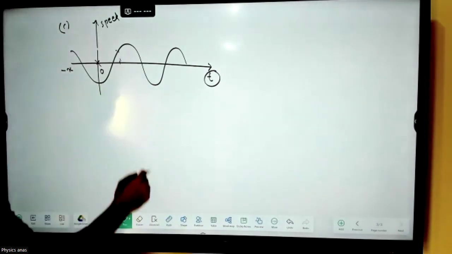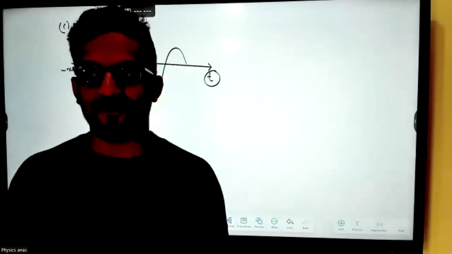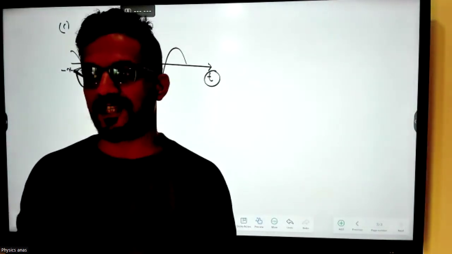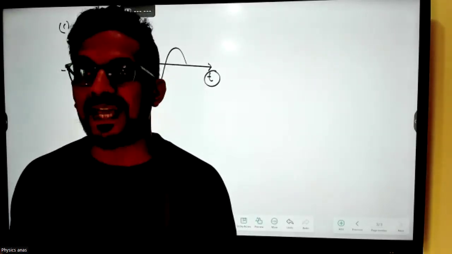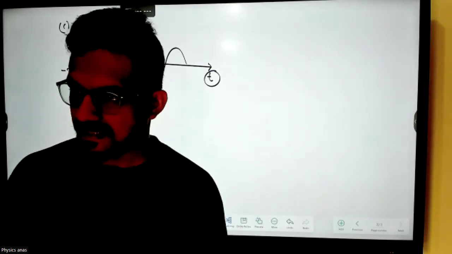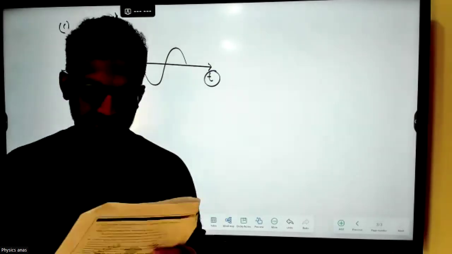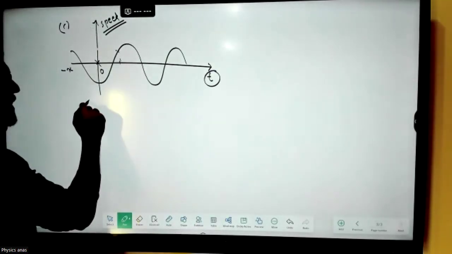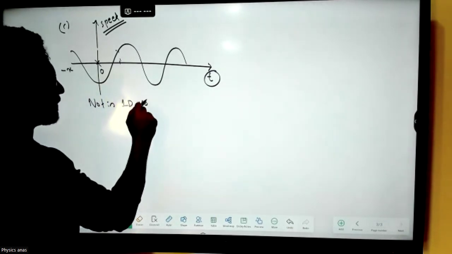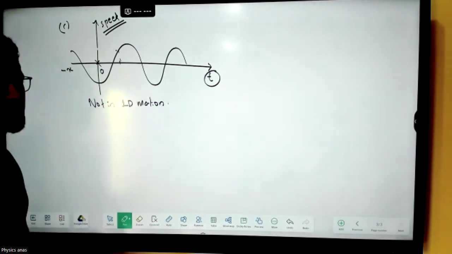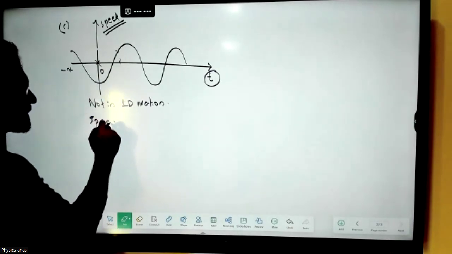So the reason lies in speed. Speed is a scalar quantity and it can never be negative. That's the reason. And please write the reason: not in one-dimensional motion. Why is that?